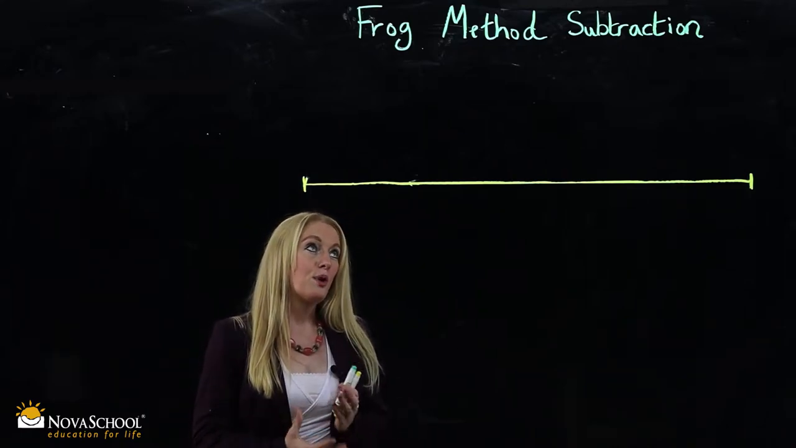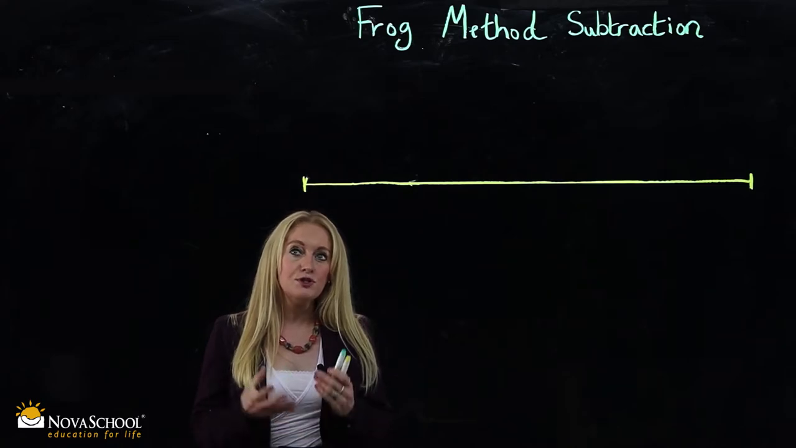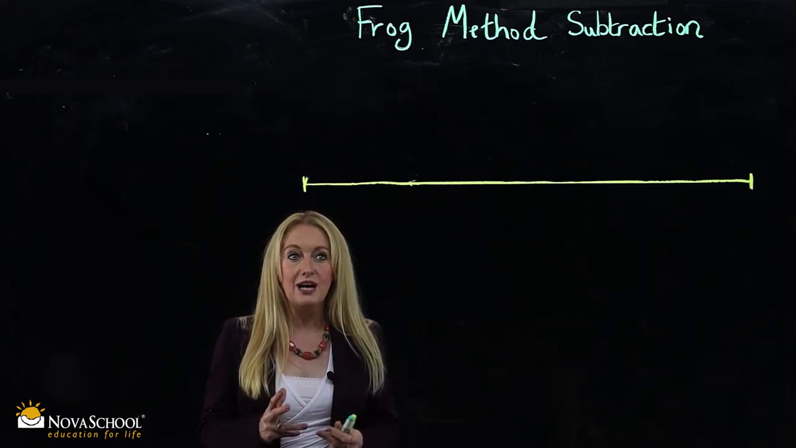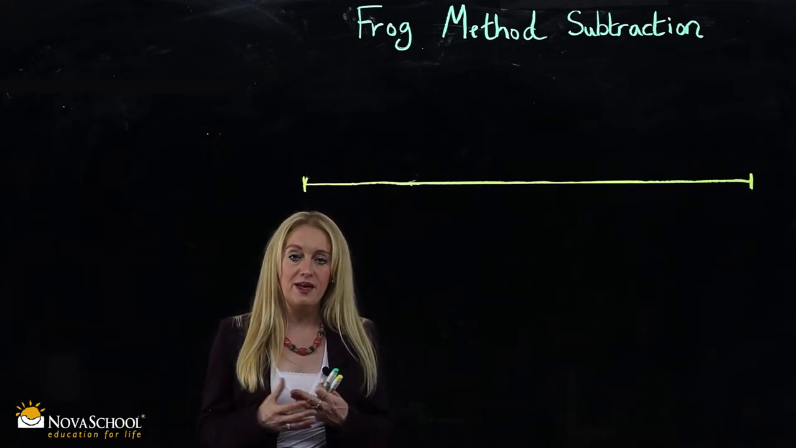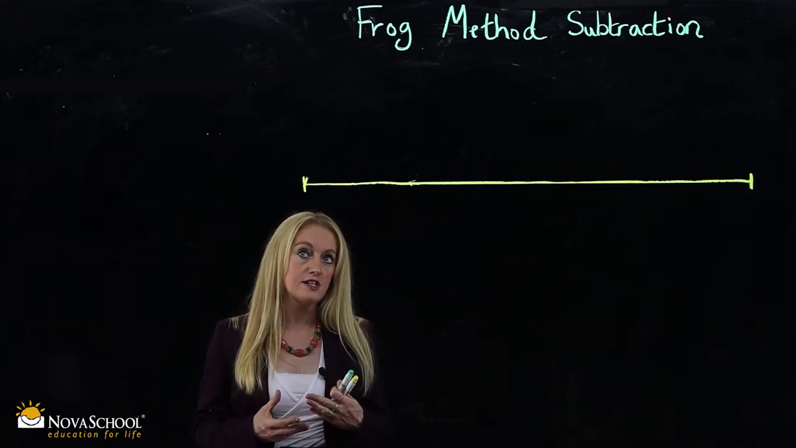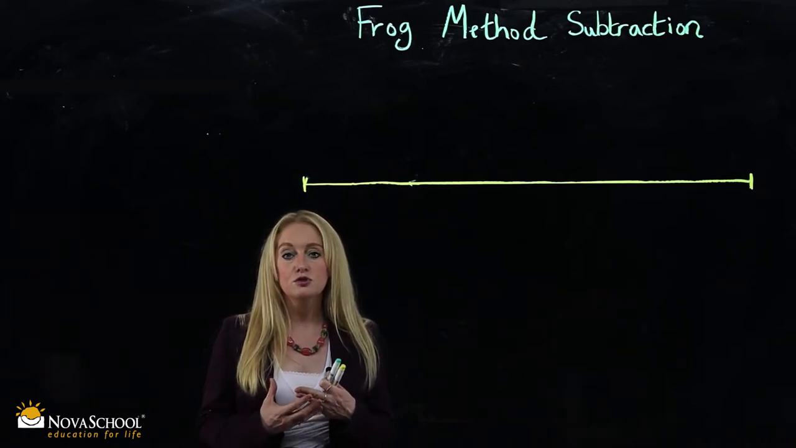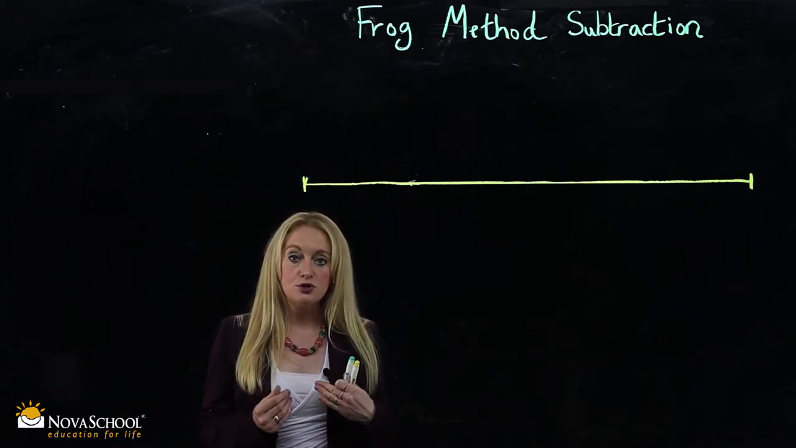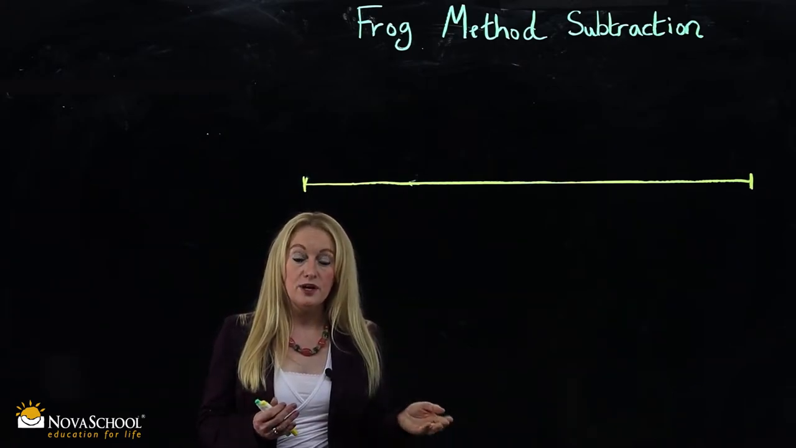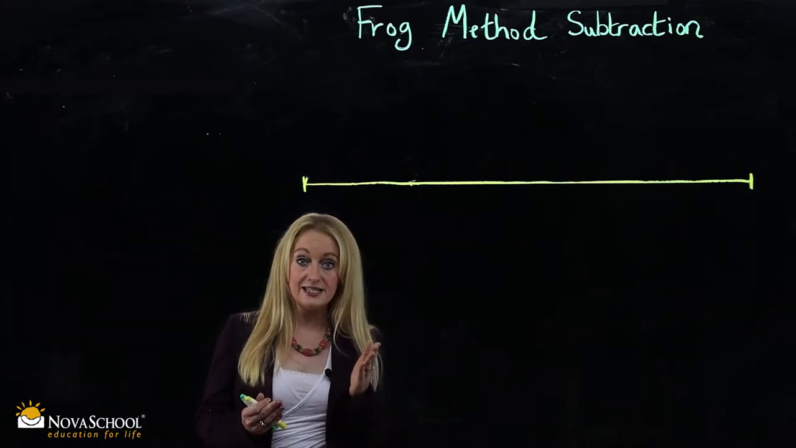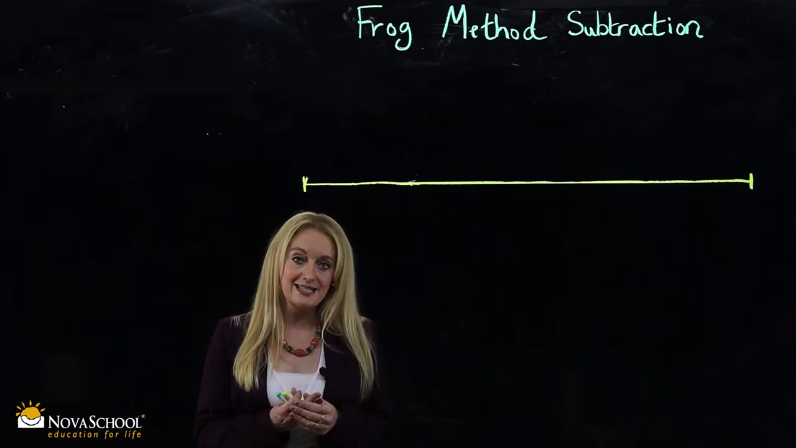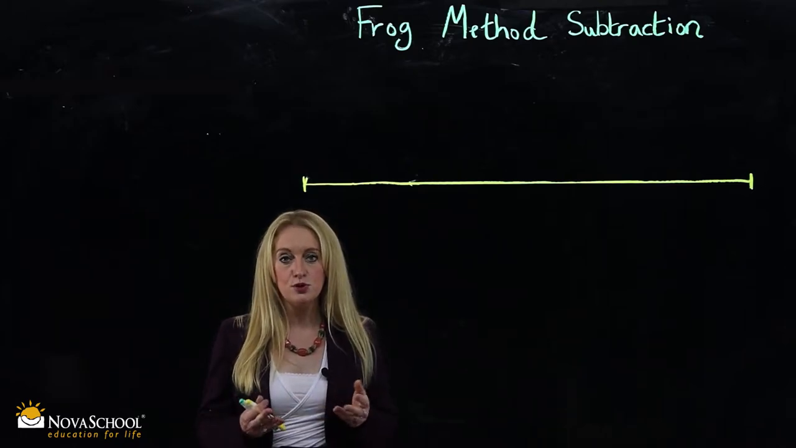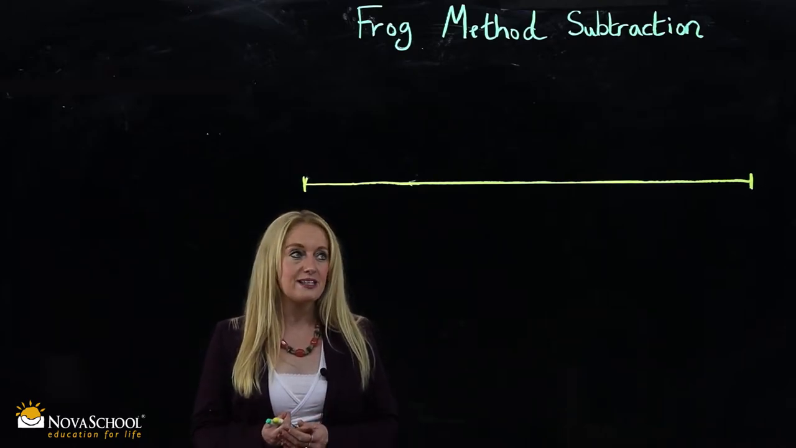Okay, so what we do is we use Frog Method as subtracting using counting up. So this is a little bit of a different method, one of my favourites, because we are showing the children how you can subtract by counting up. So you're actually doing the opposite, you're adding the final answer together. I'm going to show you an example, and I think you'll be able to understand better what I'm explaining.